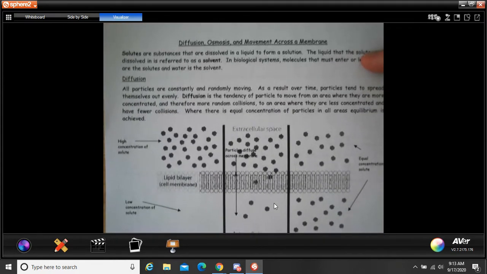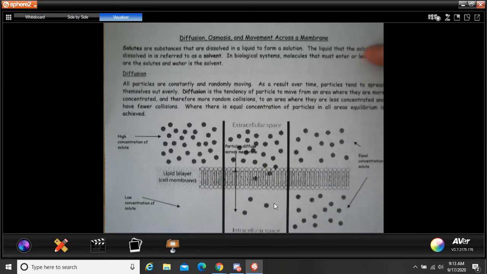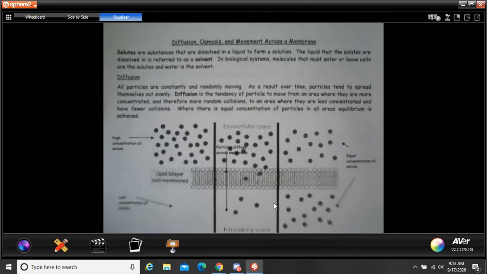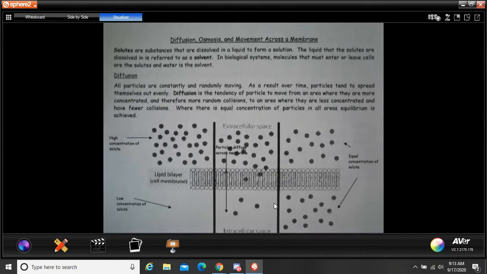Okay, here we are talking about our next cell process, which is going to be important for this year and also moving forward in understanding how cells function and survive. So what we're going to talk about today is diffusion and osmosis, and then how that applies to how things move across the cell membrane.